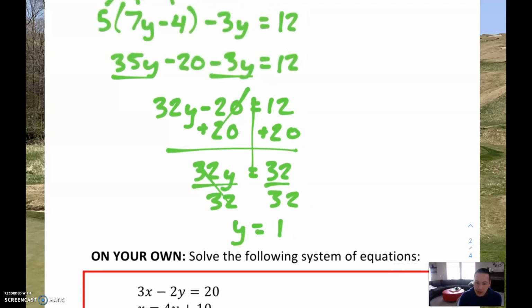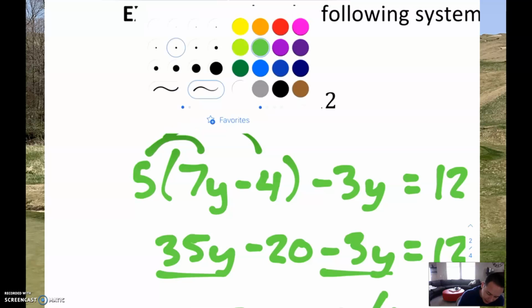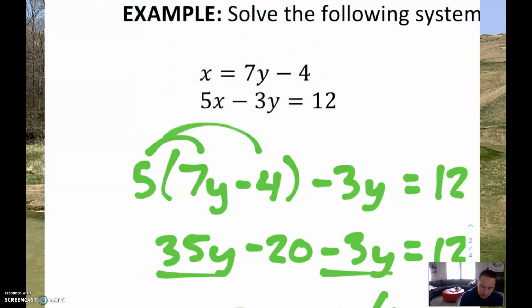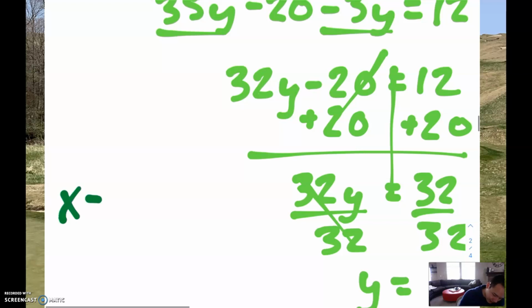So we've solved for y, but we still need to find x. So let's decide which equation we want to use to do that. Top one or bottom one? You're right, I'd probably pick the top one. X equals 7y minus 4. So we get x equals 7y minus 4.